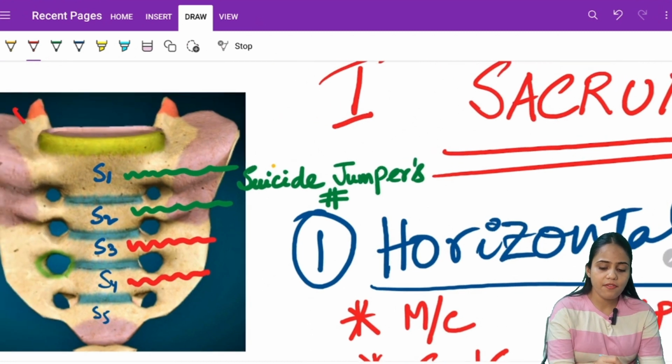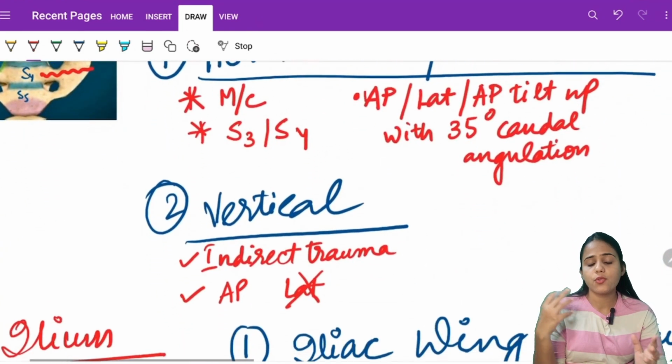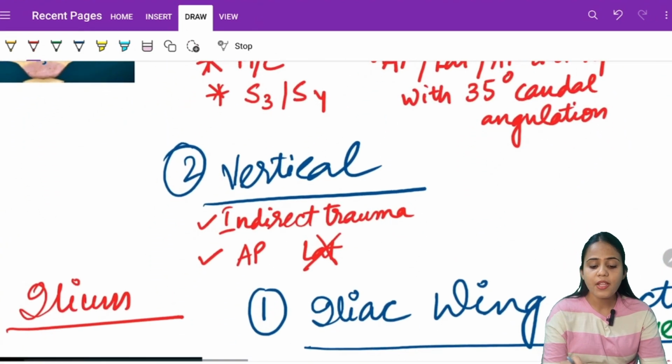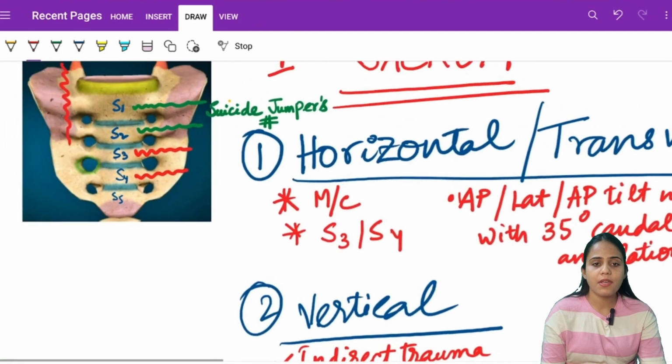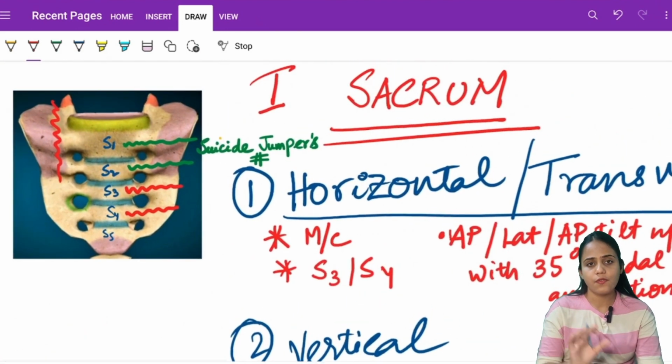Similarly, we can also have vertical fractures. These vertical fractures of the sacrum are usually due to an indirect trauma, and here only the AP views are useful. Lateral views are not so useful.